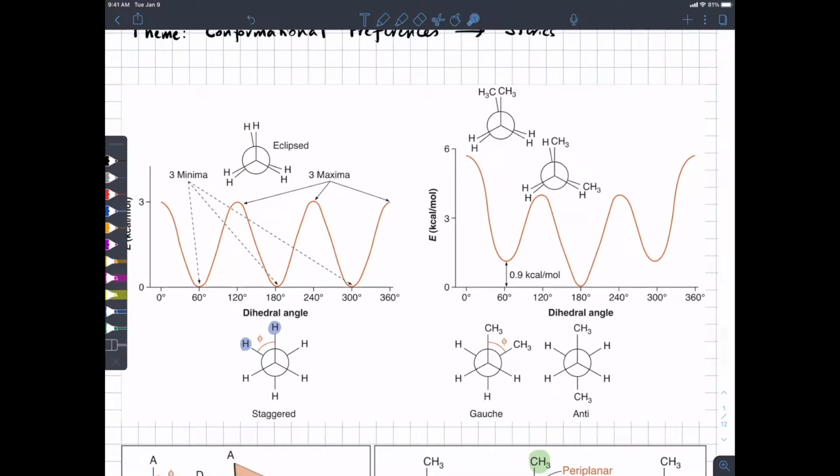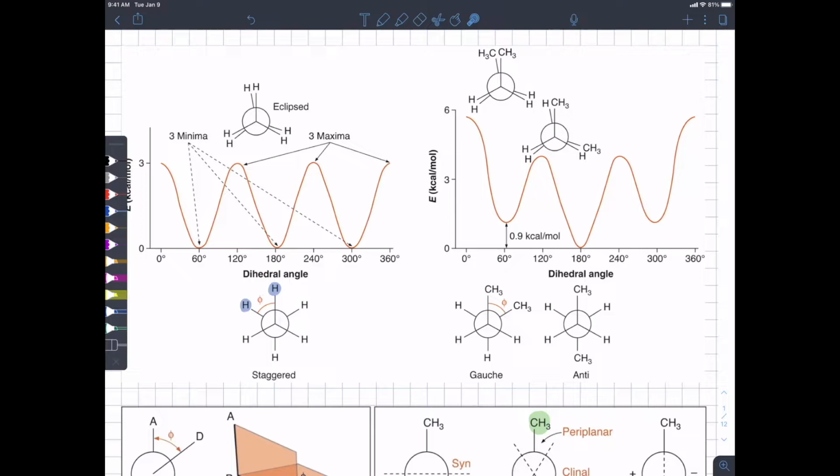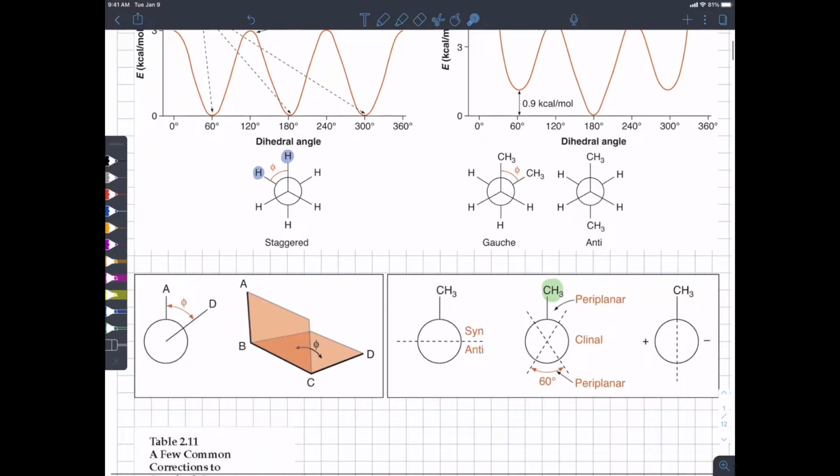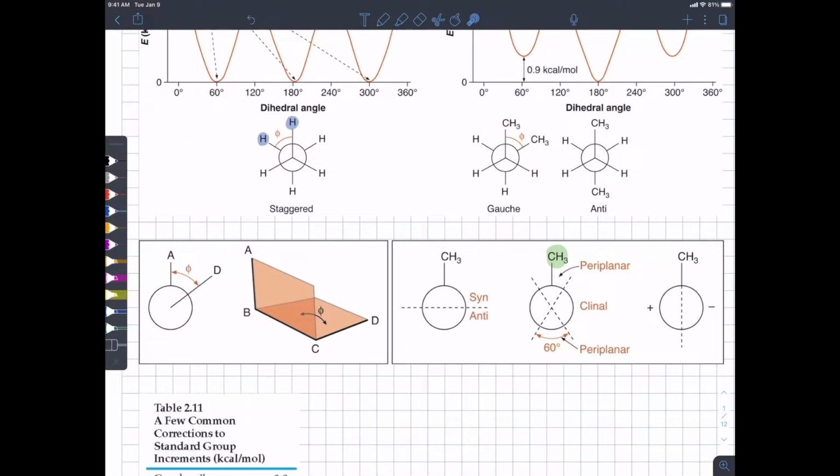Here's butane. What do we need to say about that? You've got two different staggered conformations and two different eclipsed conformations. Having methyl groups eclipsed is worse than having methyl eclipsed with a hydrogen. And gauche methyl groups, where the dihedral angle is 60 degrees, is worse than having the methyl groups anti to each other. Okay, anything we need to review there? I know I haven't gone through that in a lot of detail.